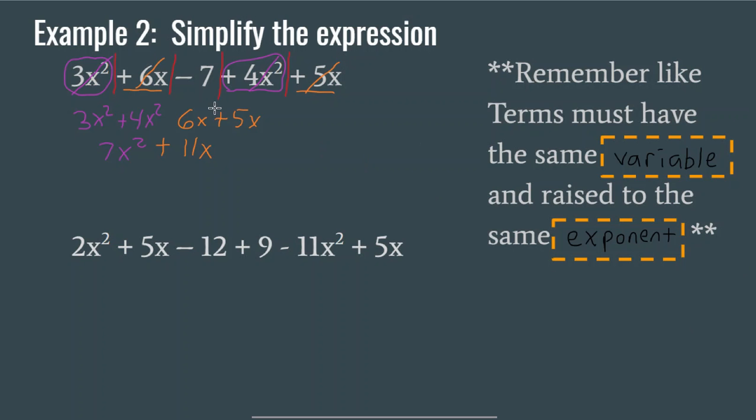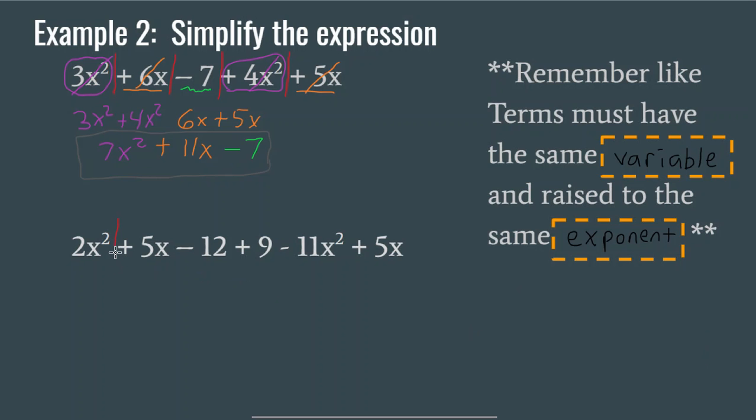All right, so now I'm going to keep going. Do I have anything else? Well, I have this -7 here. Do I have anything to combine it with? I don't. So that I can just bring down into my problem. And now this is my final answer. I can't simplify it anymore because I cannot combine these like terms because none of them have the same variable with the same exponent. All right, let's try one more.